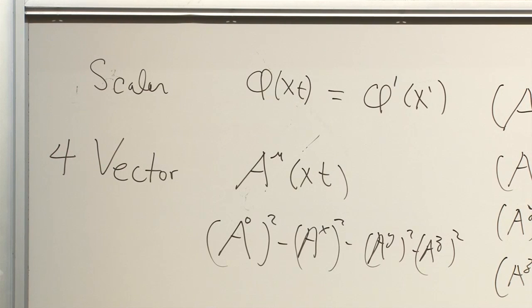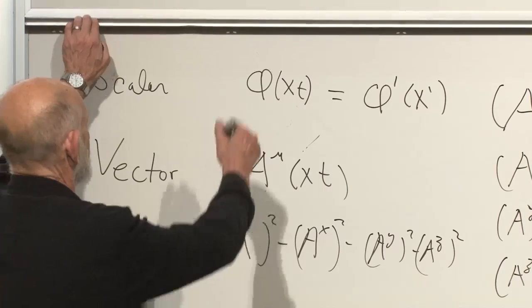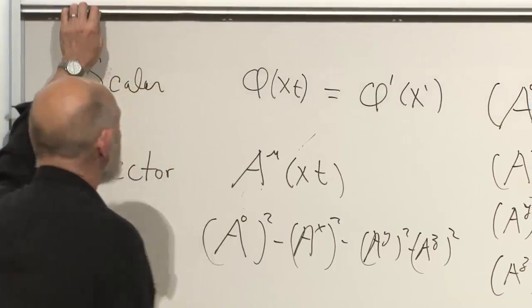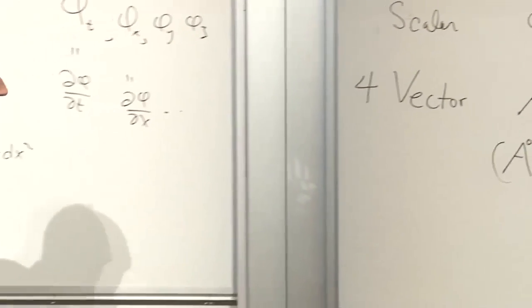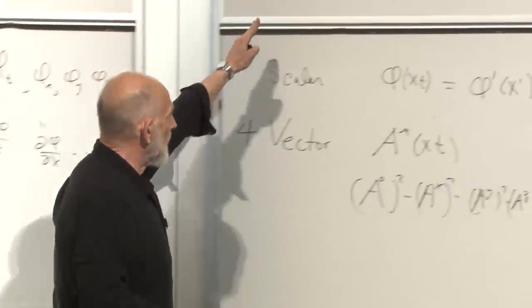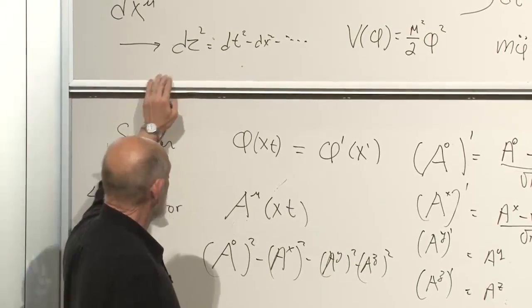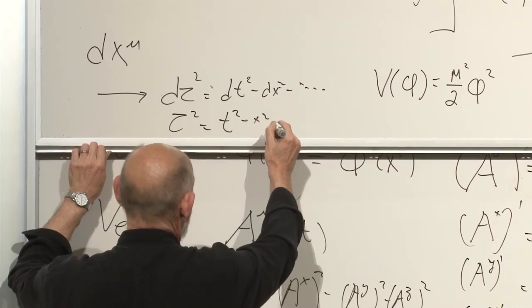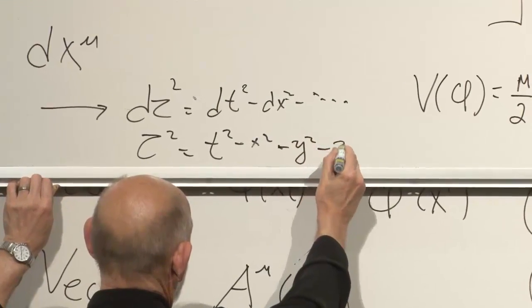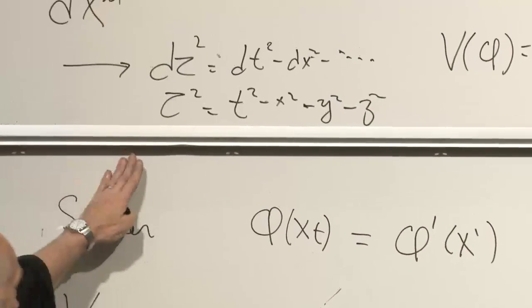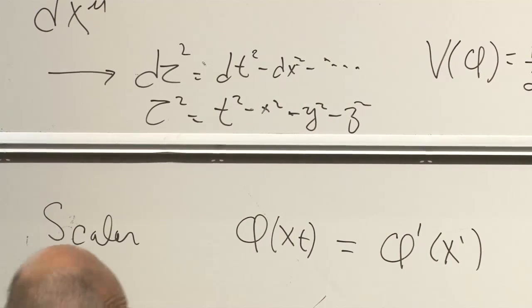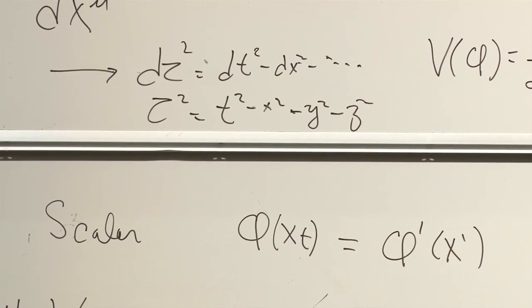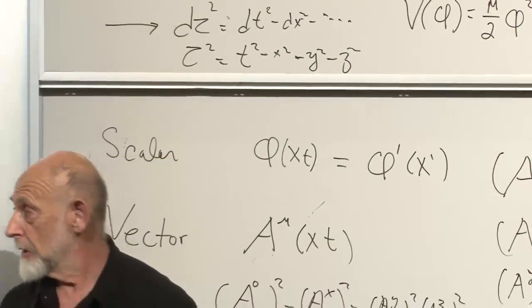It's the same little bit of algebra to see that dt squared minus dx squared minus so forth, minus dy squared. Once you know that little bit of algebra, in fact, we can write it as tau squared is equal to t squared minus x squared minus y squared minus z squared. For the same reason that this doesn't change under Lorentz transformation, neither does this. So we have now constructed a scalar. Difference of the squares of the time components and the space components. Right?